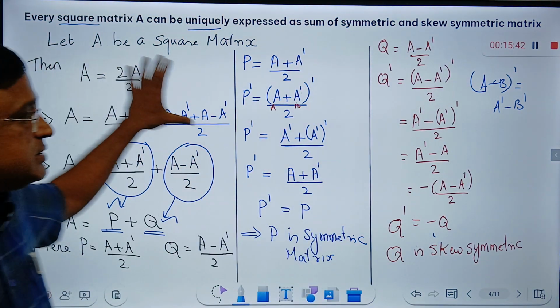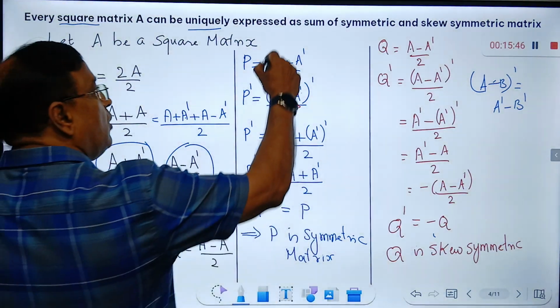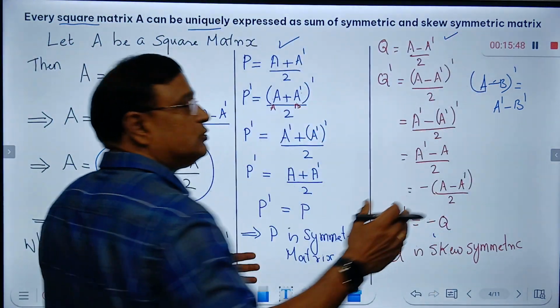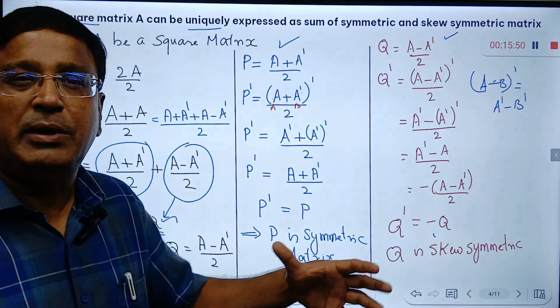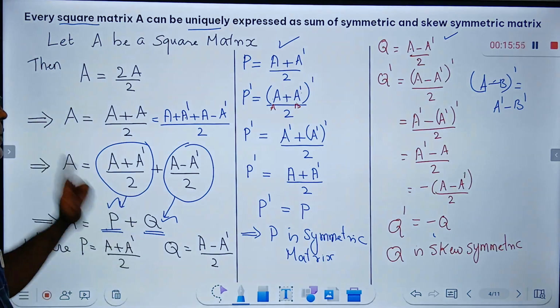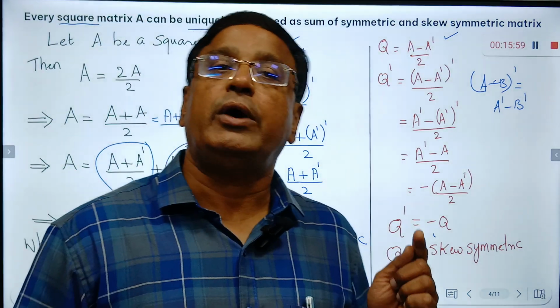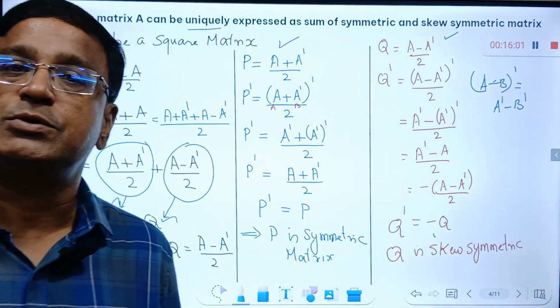So I hope this derivation is clear, because I need this derivation, because when I define what P and Q is, it should not be out of the box. It should not be a very random way of writing. So now with this process, I'm sure you will understand why I choose P as (A plus A transpose) by 2 and why I choose Q as (A minus A transpose) by 2.